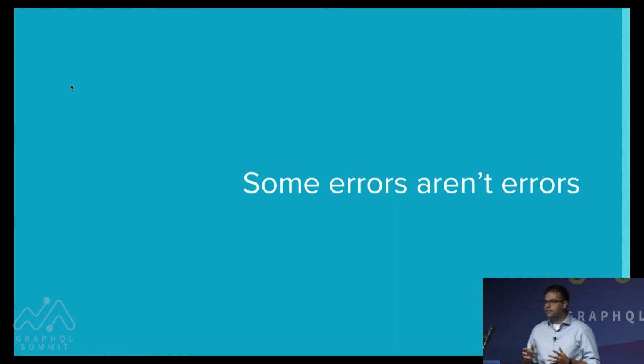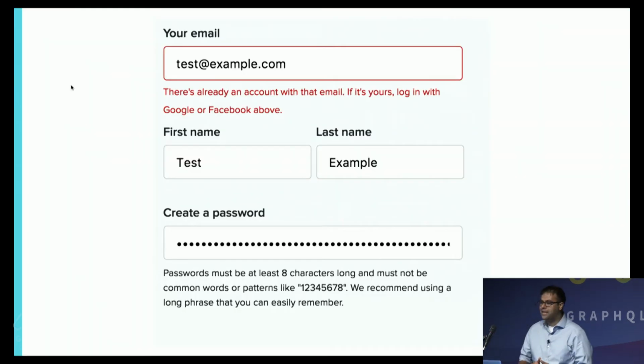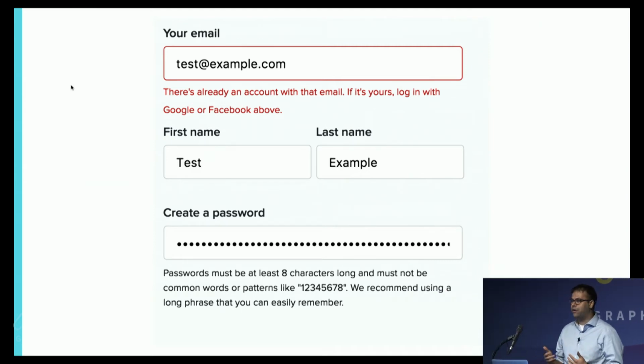So to dive right in, one thing we learned is that some errors really aren't errors at all. And we can start with a simple example here. Imagine a sign-up form that we have on our site. We want to allow the user to sign up. If they fail validation, we want to say, hey, this email address is taken. So how might we do this in GraphQL? I'm going to start with the simplest possible approach. This is where we started. And then I'm going to go back and tell you why it's not quite ideal.